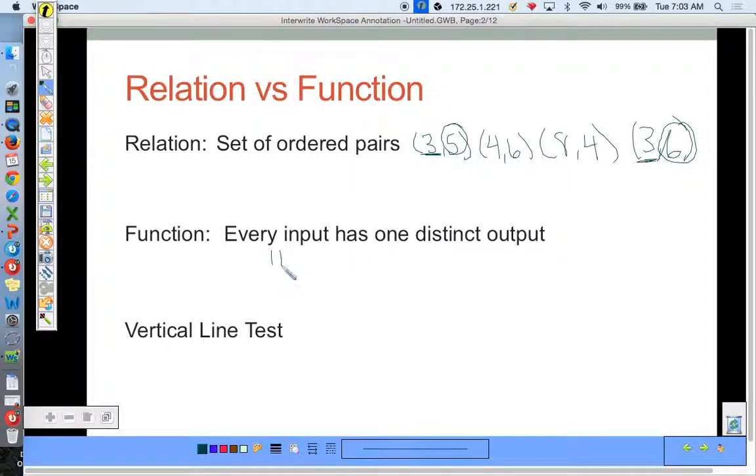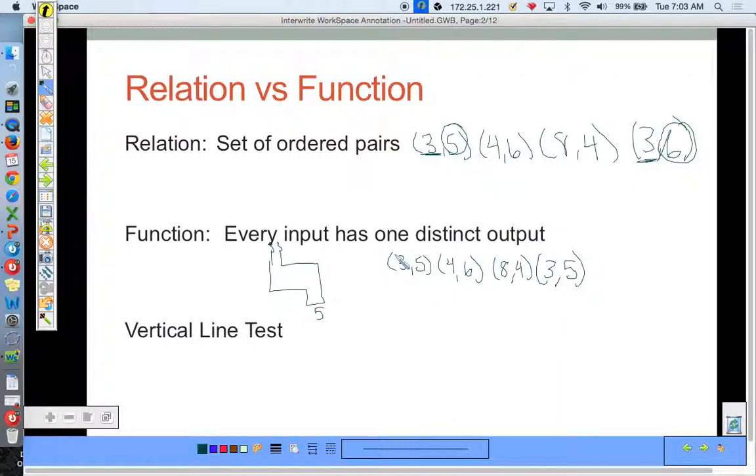You guys might remember this as those function machines where if we input a 3 and out comes a 5, if we input another 3, a 5 has to come out as well. So to be a function, we'd have to have like (3, 5), (4, 6), (8, 4), and if there was a 3 again, a 5 would have to come out. We can't have anything different.